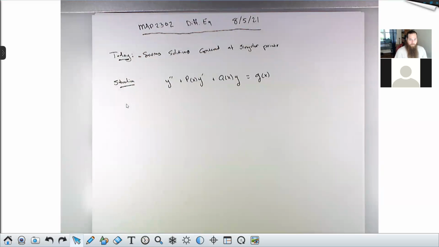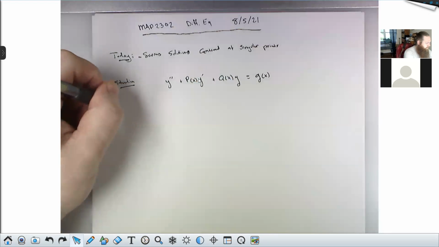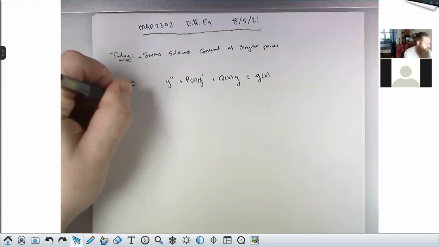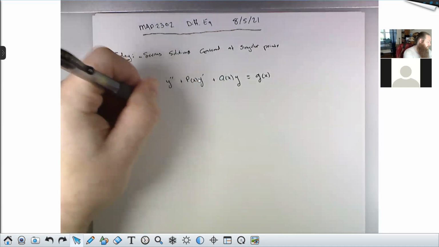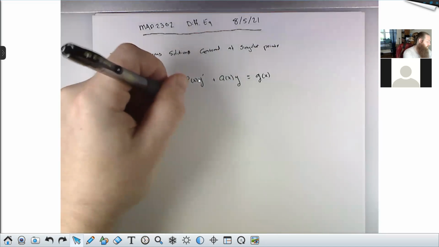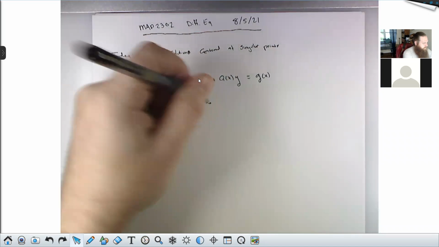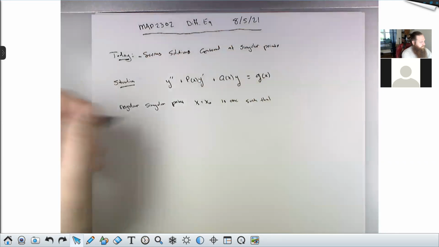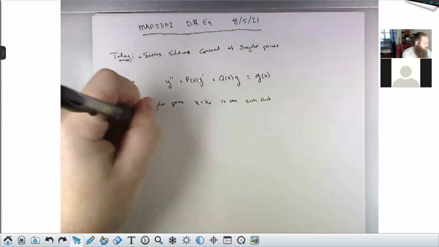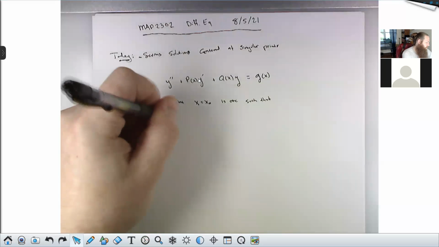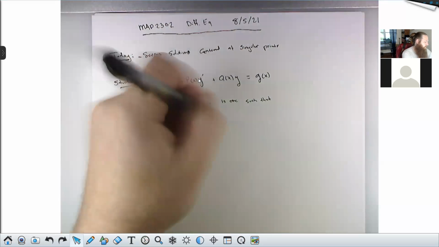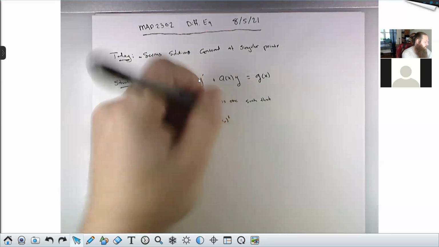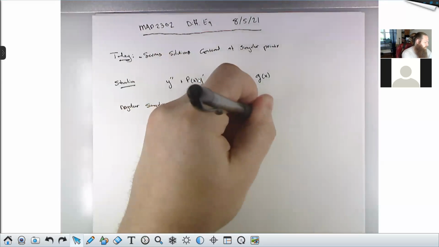Remember what a regular singular point is. It's a place that is at most an order 1 pole for p and at most an order 2 pole for q, meaning a regular singular point x equals x naught is a singular point such that x minus x naught times p of x and x minus x naught squared times q of x are analytic.